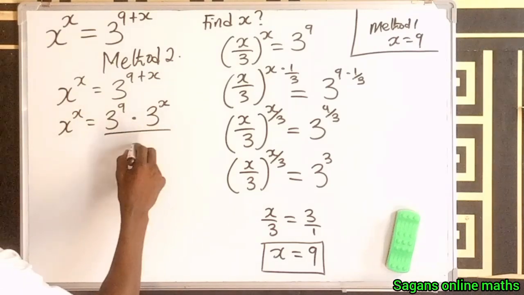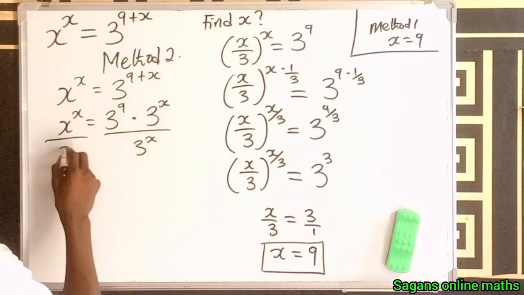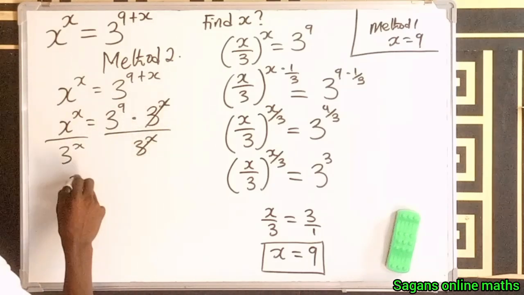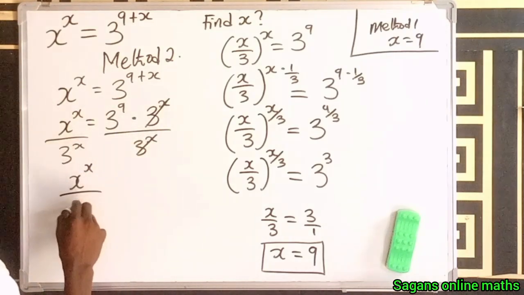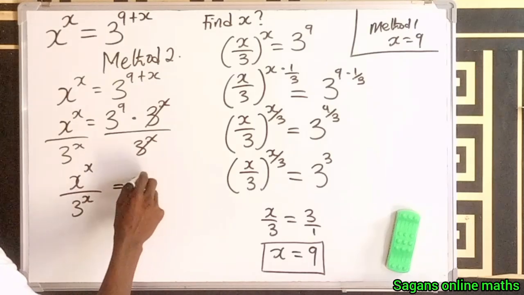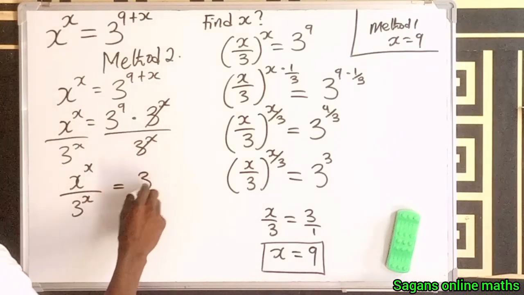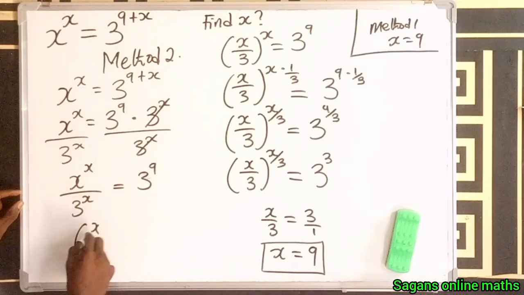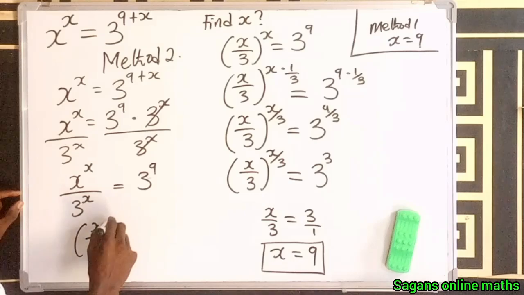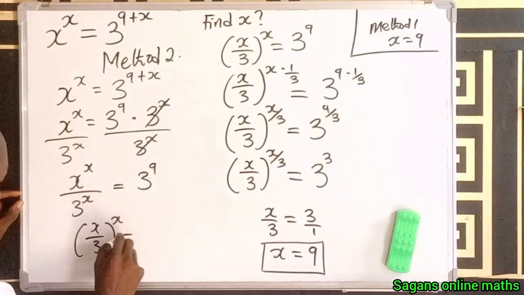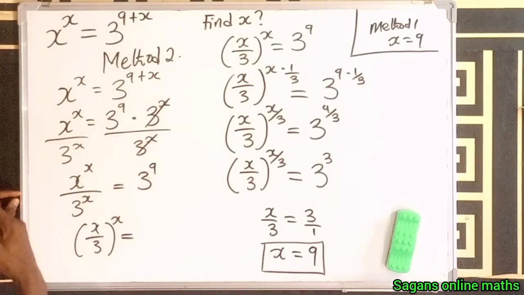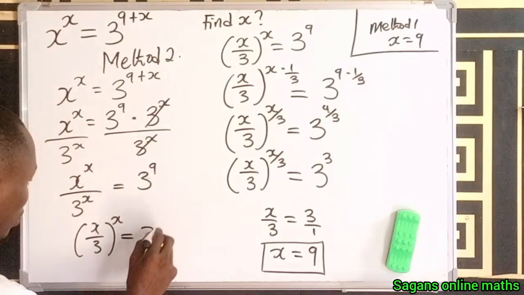So if we divide here by 3 to the power of x, and also divide here by 3 to the power of x, this will cancel out, right? So we are left with S to the power of x divided by 3 to the power of x equals 3 to the power of 9. Now, what are we going to do here? We can put this as S divided by 3, all to the power of x, right? Equals, because this x affects the numerator and also the denominator, 3 to the power of 9.